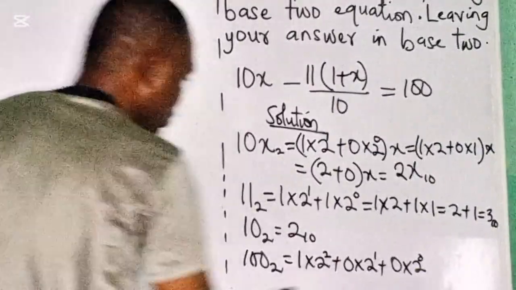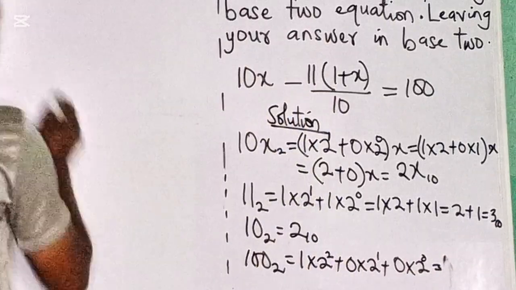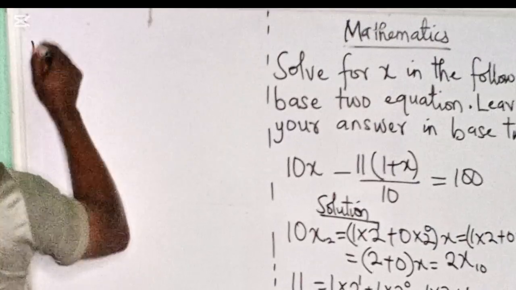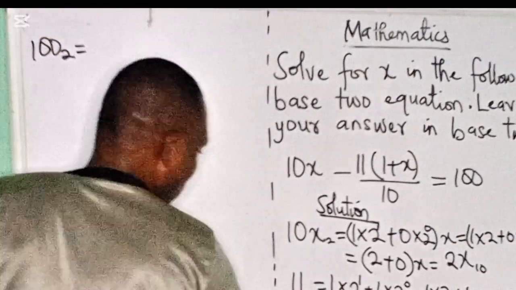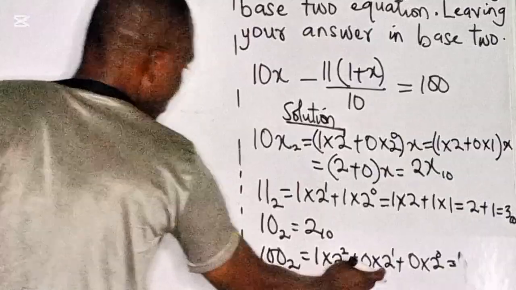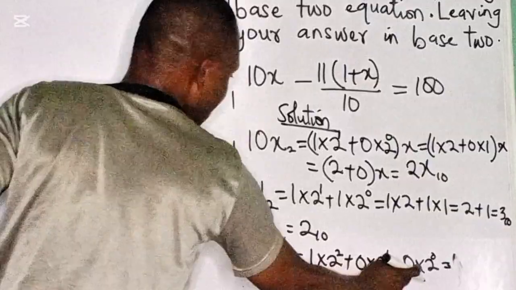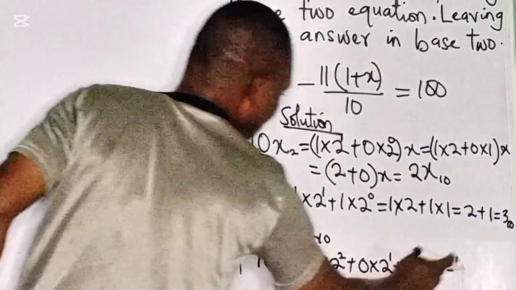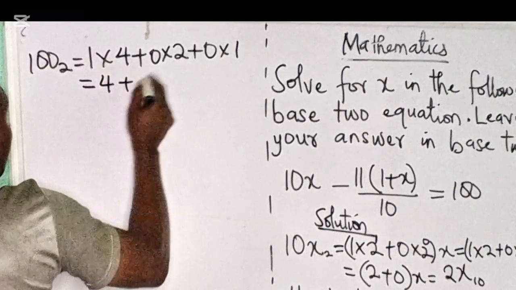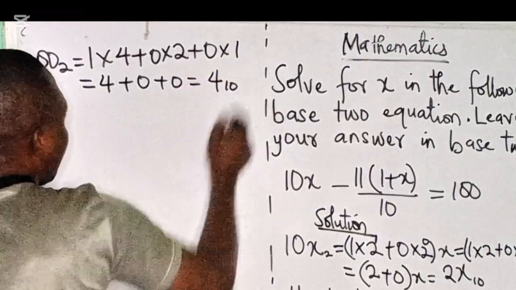So at the end of the day, what do I have? Let me come here, somewhere here. That gives us 100 in base 2, which is equal to 1 times 2 raised to the power of 2, which is 4, plus 0 times 2 raised to the power of 1, which is 2, plus 0 times 2 raised to the power of 0, which is 1. So 1 times 4 is 4, 0 times 2 is 0, 0 times 1 is 0. That gives us 4 in base 10.